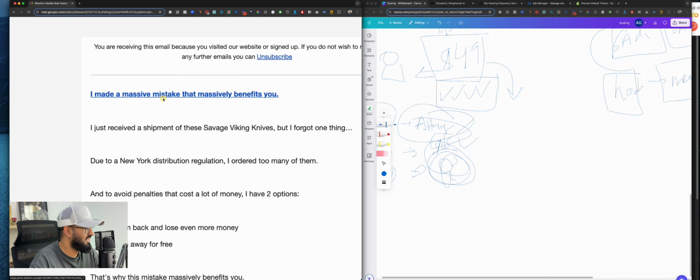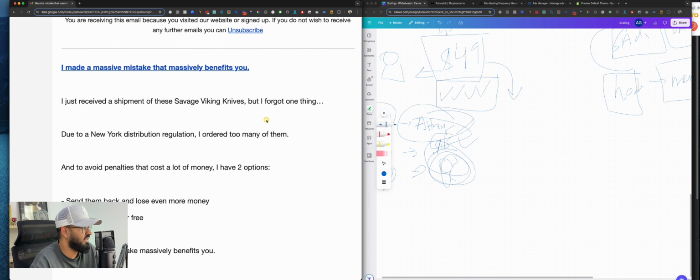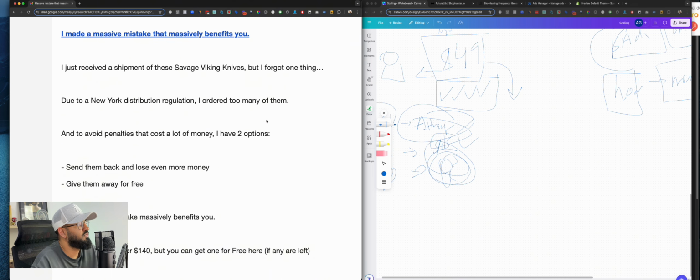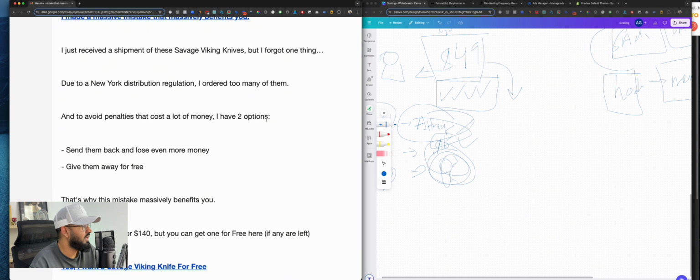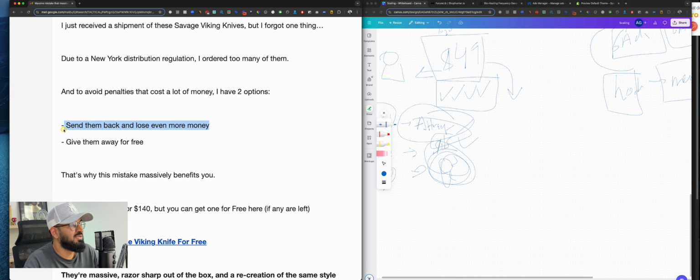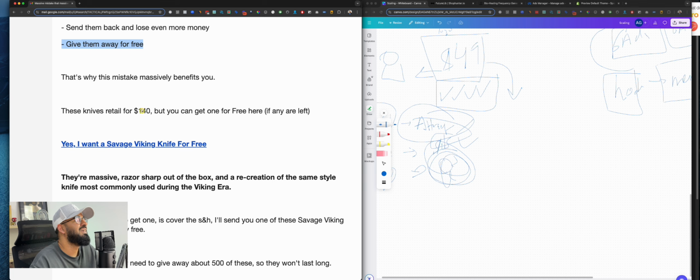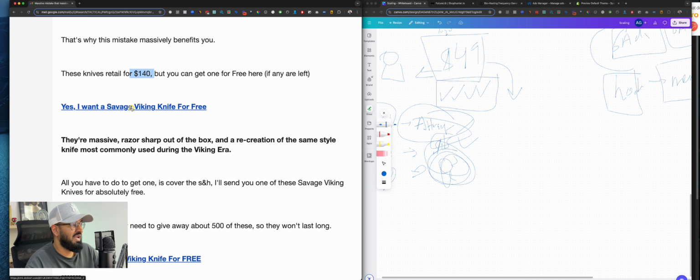Okay, let's listen. "I received a shipment of these Savage Viking knives, but I forgot one thing. Due to a New York distribution regulation, I ordered too many of them. And to avoid penalties that cost a lot of money, I have two options: send them back and lose even more money, or give them away for free. That's what massively benefits you. This is for $140. I want you to have it for free."